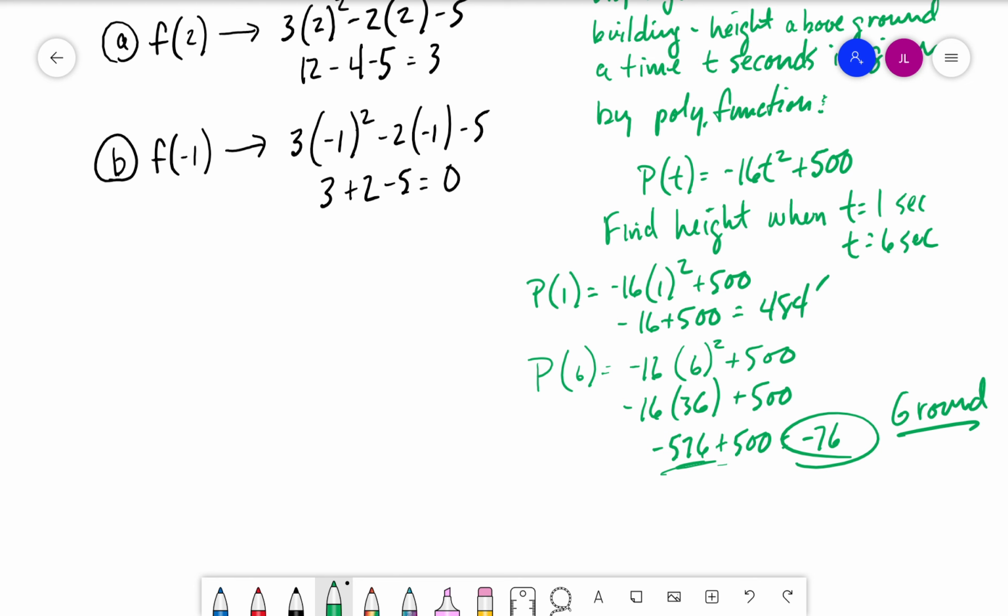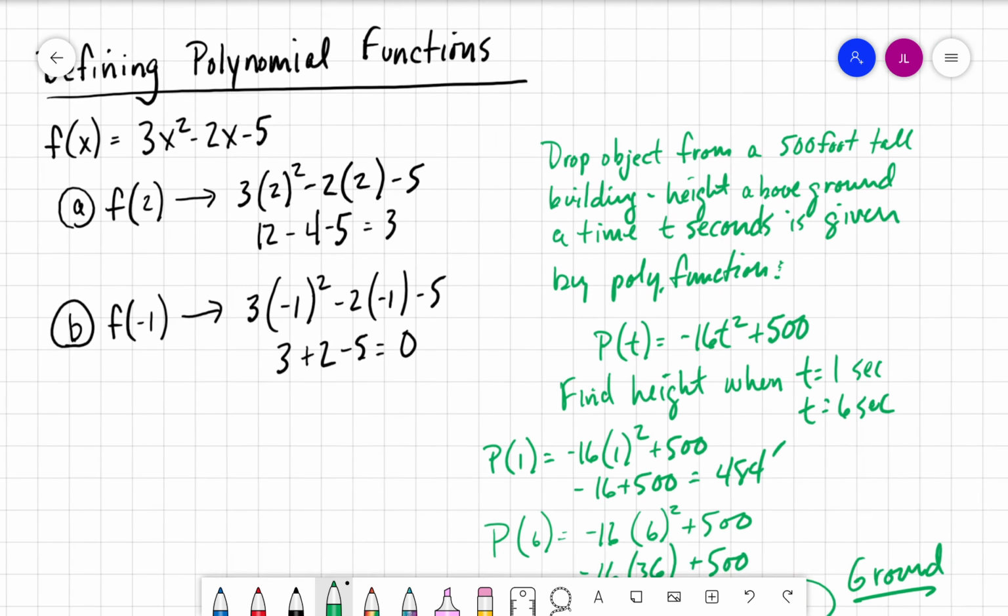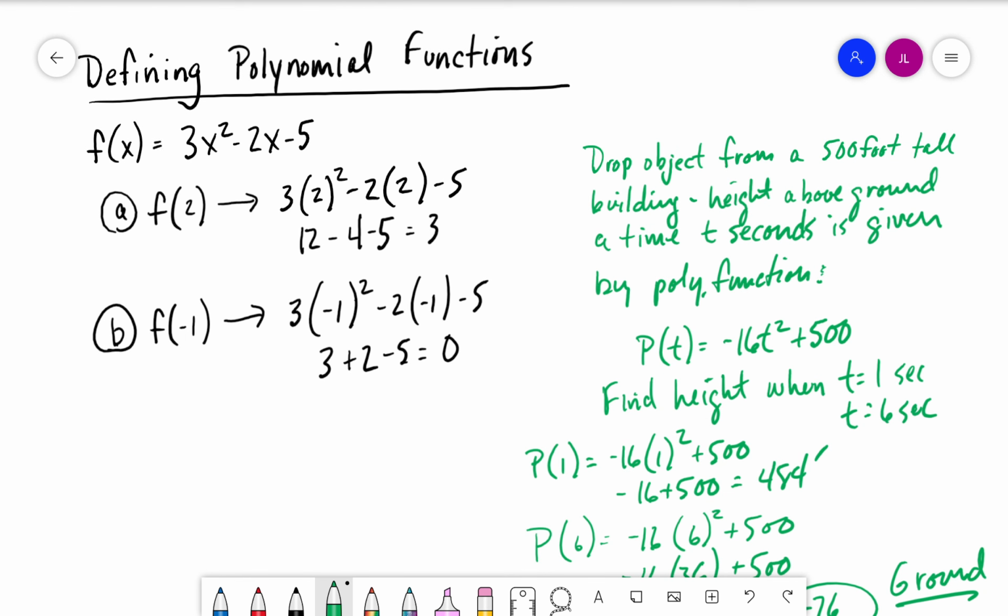Hopefully this explains a little bit what we talk about when we talk about polynomial functions.